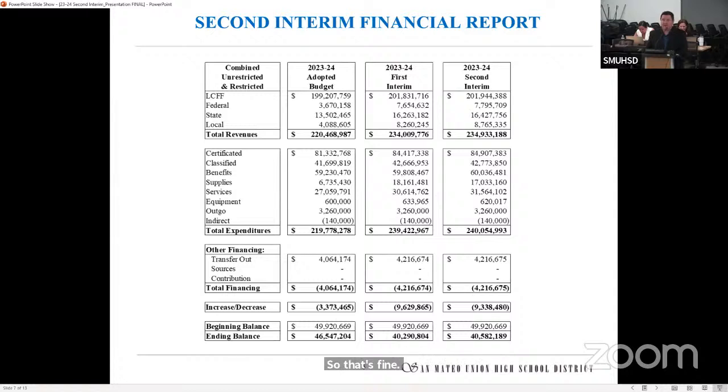This is a summary of the second interim financial report. You see the adopted budget, first interim and second interim. I think the key here is that there haven't been any real significant changes since the first interim. This is relatively common, as the first interim is usually where we see the significant changes, and second interim is really where we're just kind of tightening up those budget assumptions as we go through the year.